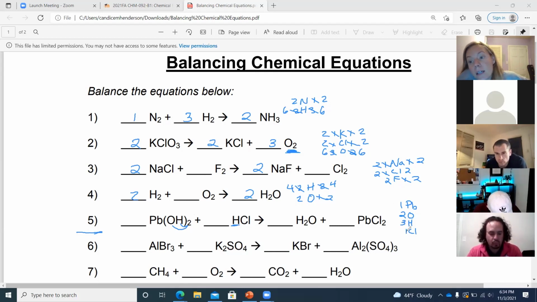You want to make sure you're taking inventory correctly in the beginning. If you're having a really hard time balancing, you may have added things up incorrectly. All right, I end with 1 lead. I end with 1 oxygen. I end with 2 hydrogens, and I end with 2 chlorines. So currently lead is balanced.